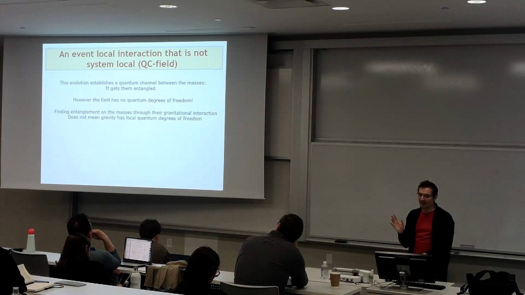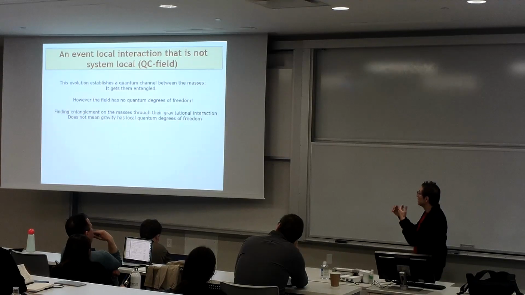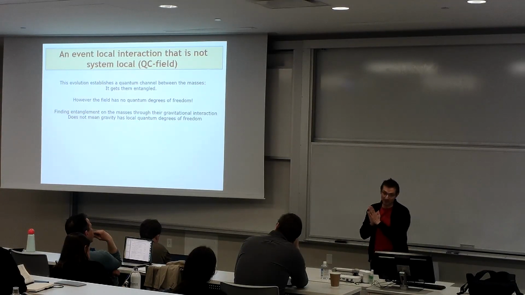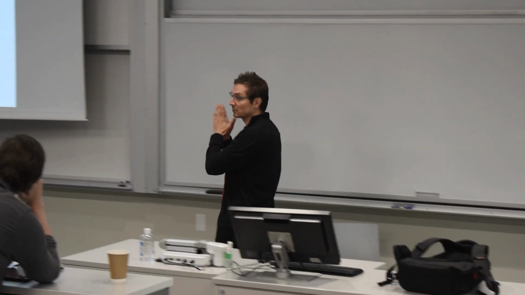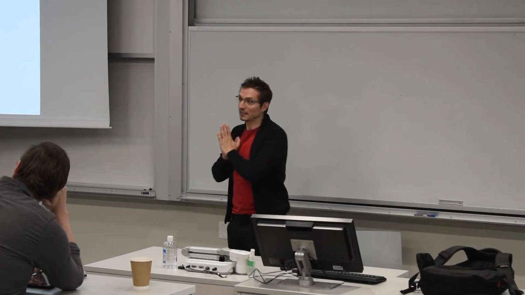So finding entanglement on the masses with gravitational interaction, I would say, does not mean that gravity has local quantum degrees of freedom. Because, well, I give you a model where there's no such thing. And you do have entanglement. You don't need it to have quantum degrees of freedom. I will qualify this statement. Maybe it's too strong as stated.